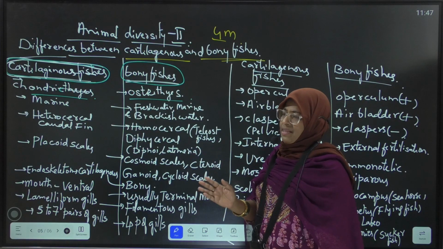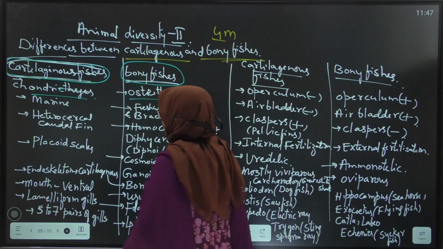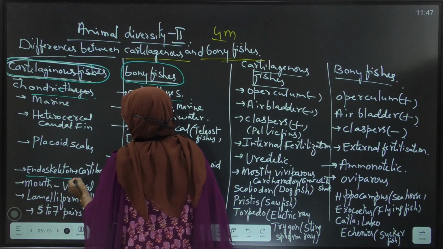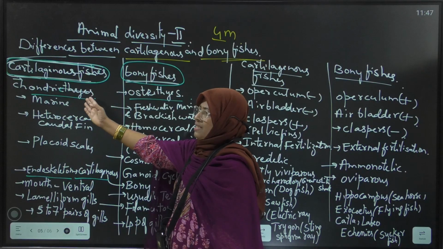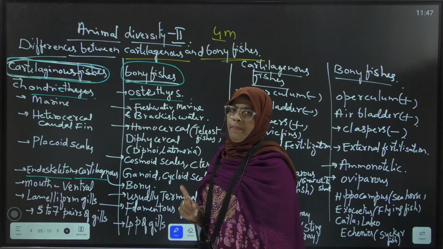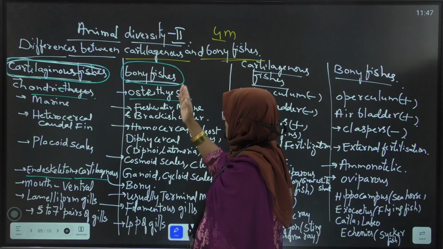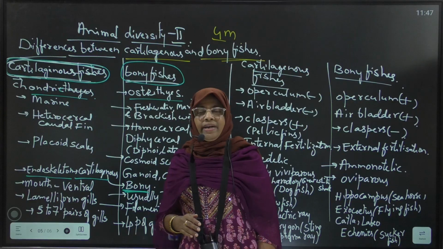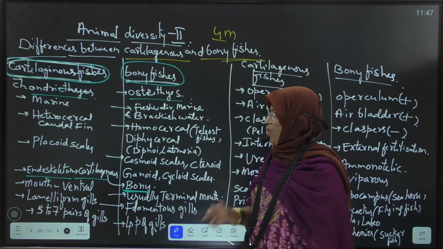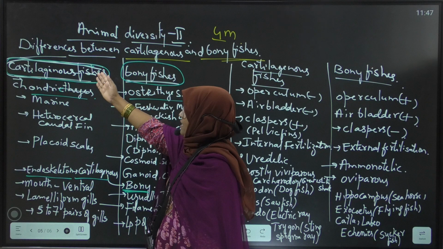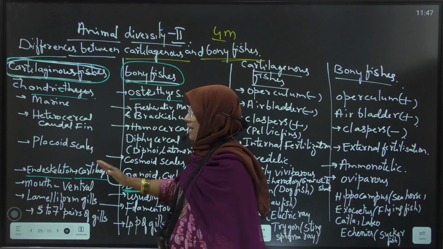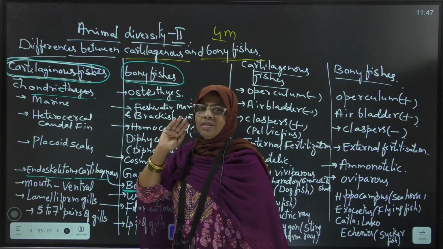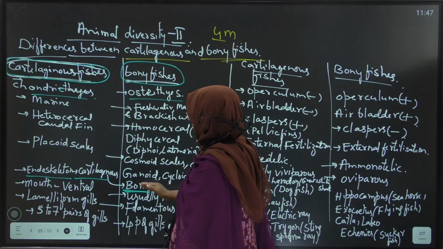In cartilaginous fishes, the endoskeleton is cartilaginous, made up of cartilage. In bony fishes, the endoskeleton is made up of bone. Hence the name cartilaginous fishes, and in bony fishes, the endoskeleton is made up of bone, hence called bony fishes.